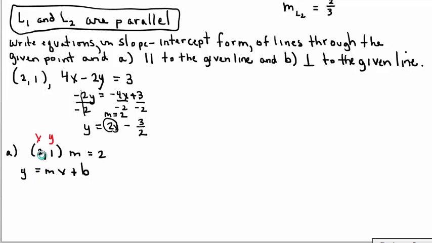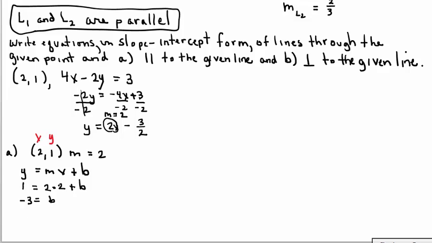Let's insert 2, 1, the x and y coordinates, and 2 for the m in here, because what I'm going to find then is b. And then I'll be good to go. So 1 equals 2, that's this 2, x is also 2, and then plus b. So this results in 4, but I'm going to subtract 4 to the other side, so b is going to be 1 minus 4, negative 3.